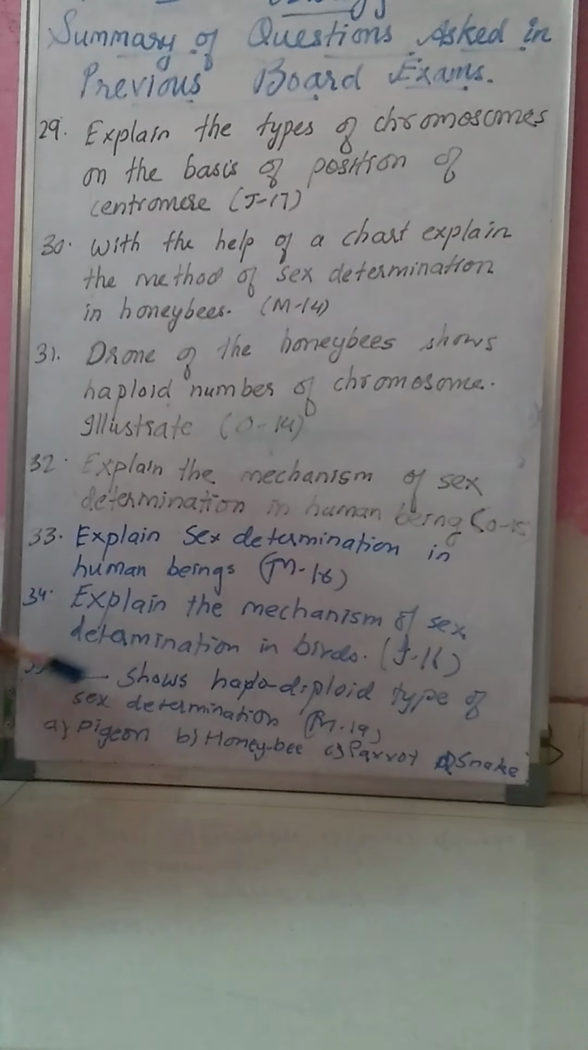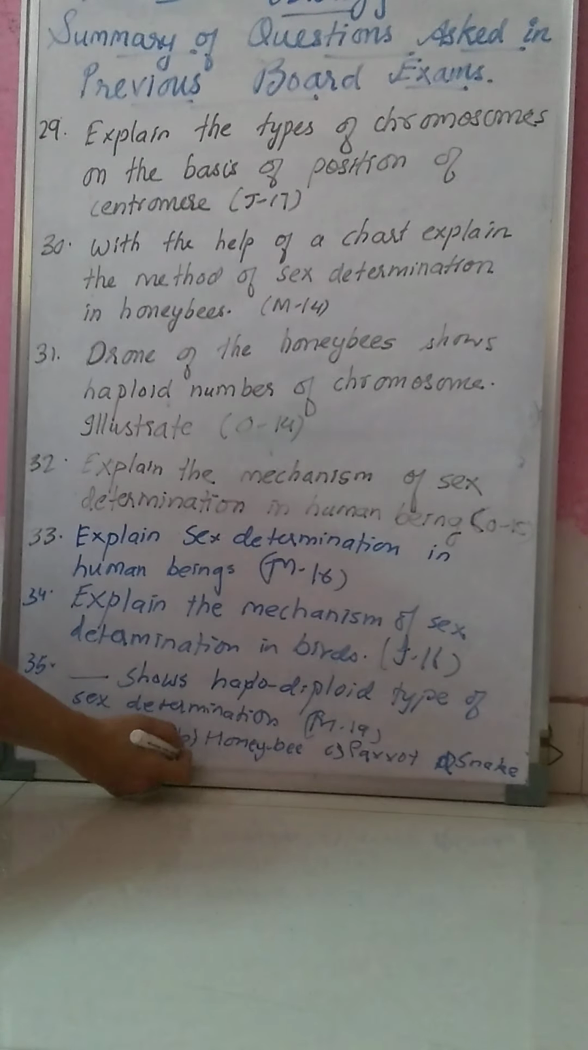MCQ question: dash shows haplodiploid type of sex determination. This was asked in March 2019. Now see, the options are: A, pigeon; B, honeybee; C, parrot; and D, snake. So haplodiploid type of sex determination is found in honeybee. The correct answer for this question is B, honeybee.